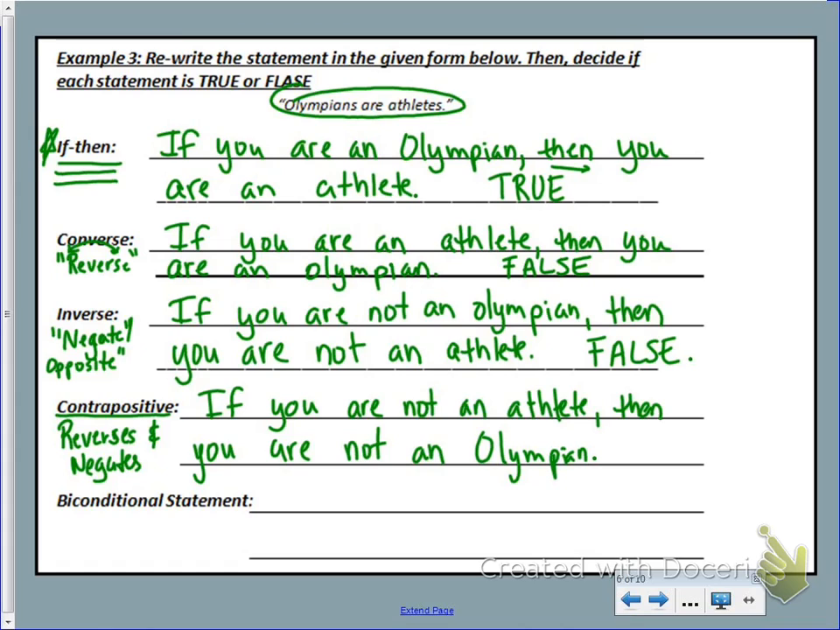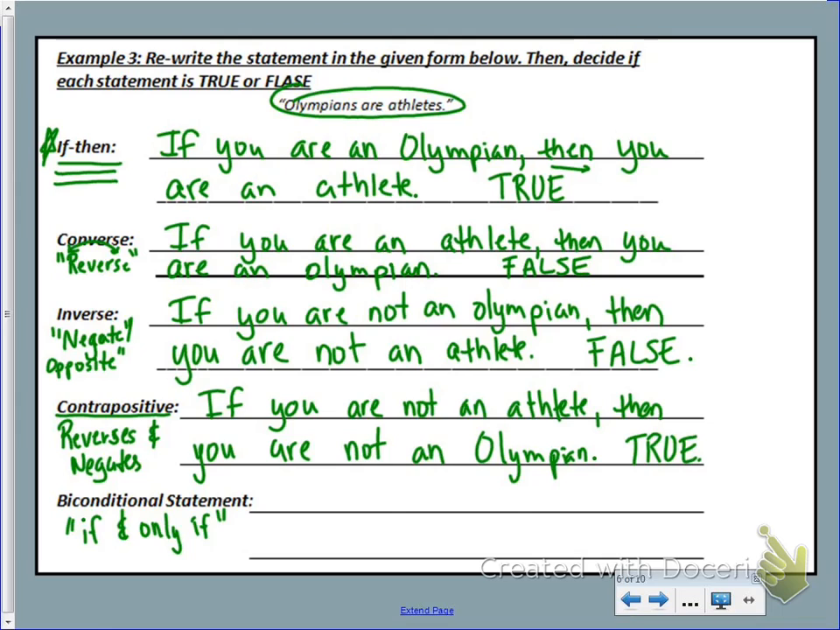Well, if you're not an athlete, then you wouldn't be good enough to go on and be a famous athlete in the Olympics. So that is true. Last one is a biconditional. This is going to include the phrase "if and only if." Now this is the most unusual of all of them, meaning it doesn't quite fit in with the rest. This is not going to be an if-then form. Instead, it's going to put the "if and only if" in the middle of the statement.